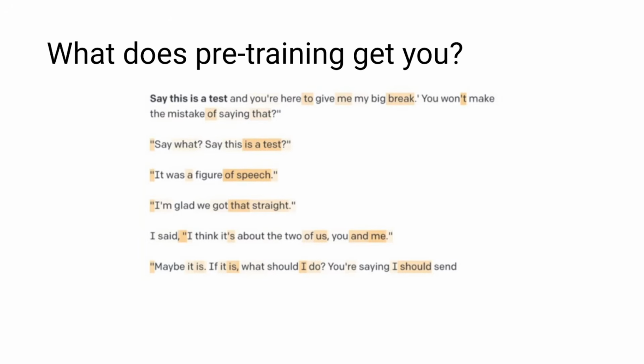Lots of text contains dialogue, right? Books are full of dialogue. And it continues this text as dialogue again. "Say this is a test, and you're here to give me my big break. You won't make the mistake of saying that." "Say what? Say this is a test?" It's kind of nonsense. I really enjoy this dialogue. It really doesn't make any sense.